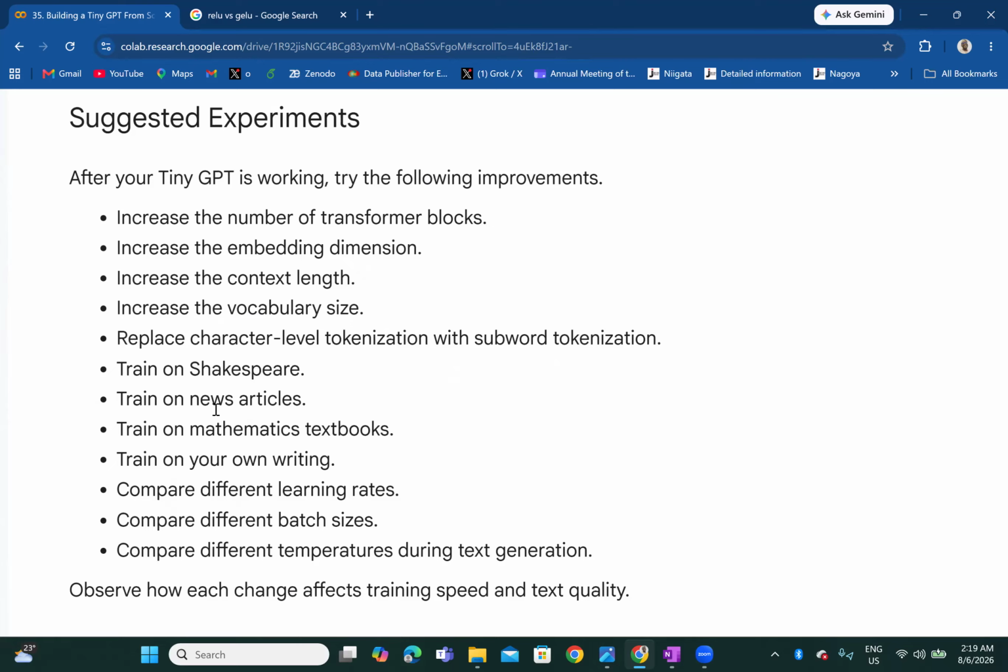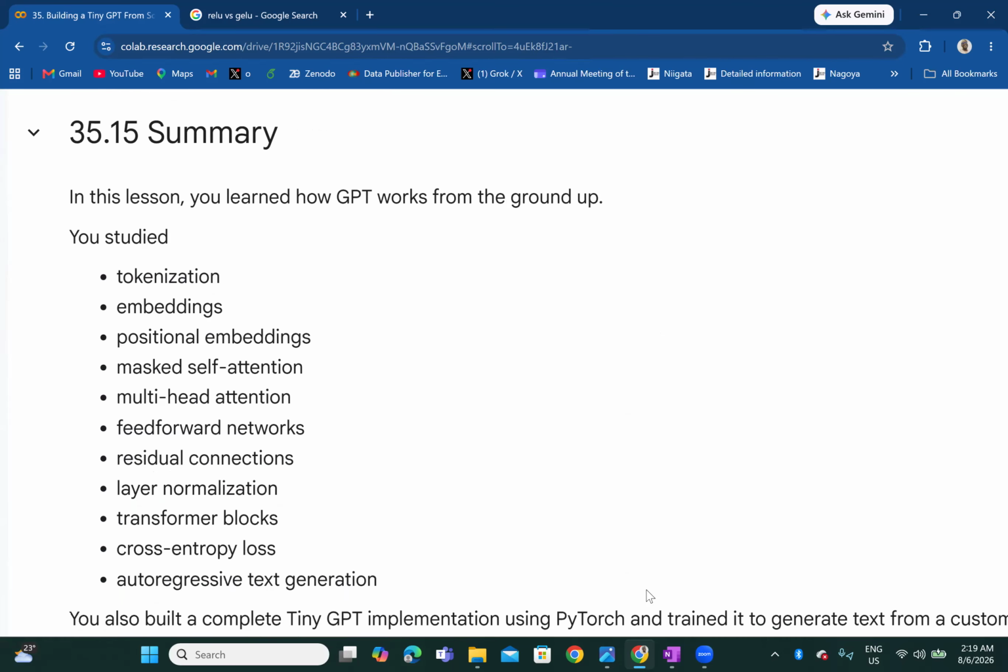Then you can train on Shakespeare, train on news articles, train on mathematics textbooks, train on your own writing, compare different learning rates, compare different batch sizes, compare different temperatures during text generation, and observe how each change affects training speed and text quality. And this is exactly why you can have something like Ask Kumuyi. Kumuyi is the general overseer of Deeper Life Bible Church. There's an AI called Ask Kumuyi that has been trained on all the materials and the theology of Pastor Kumuyi. So if you ask it a question, it can give you context on how Pastor Kumuyi thinks. This is the kind of thing happening there.